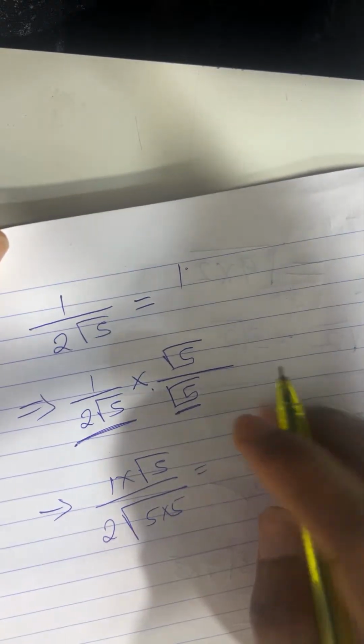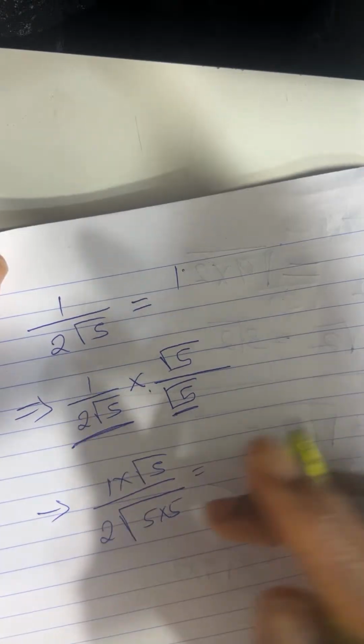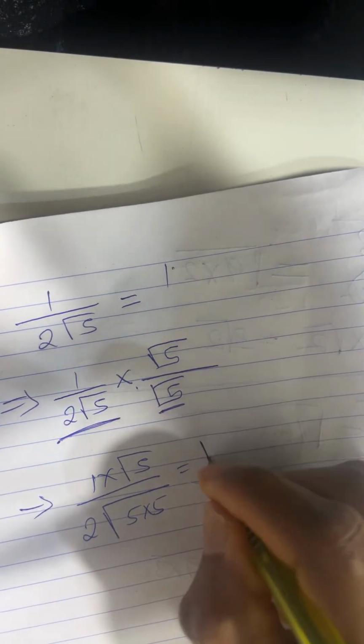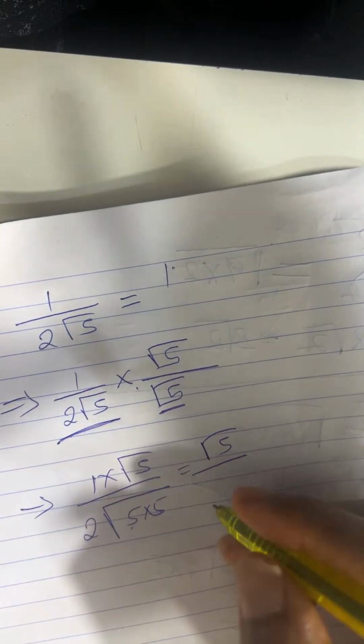What's root 5 times root 5, please? That's basically root 5 times 5 is root 25.